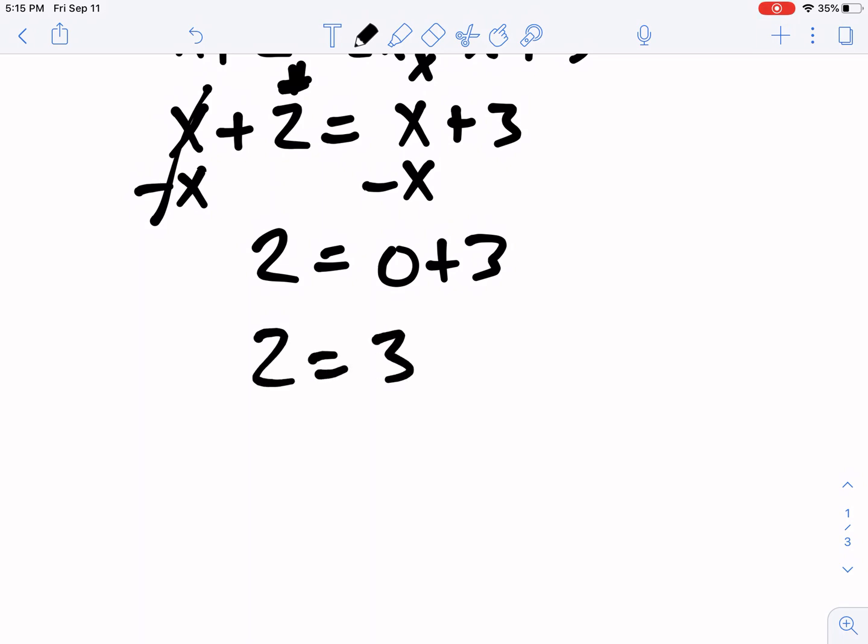Now, check out what we ended up with here, okay? I get 2 equals 3. Does that make any sense at all? No, that's not a true statement. That's a false statement, okay? 2 does not equal 3, okay?